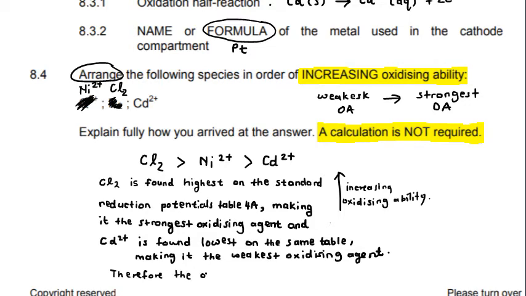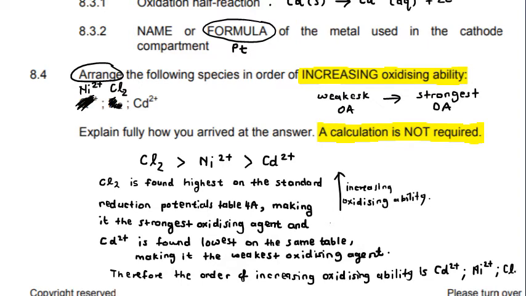the order of increasing oxidizing ability, remember, we want to go from the weakest to the strongest, so it's going to be cadmium 2 plus, then the nickel 2 plus, and then lastly Cl2.